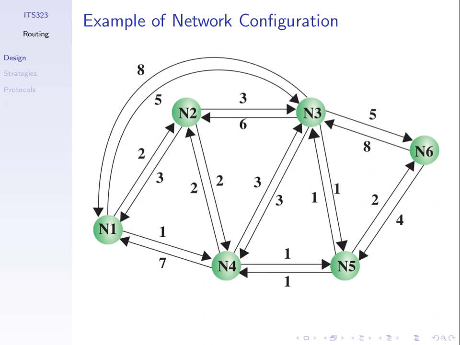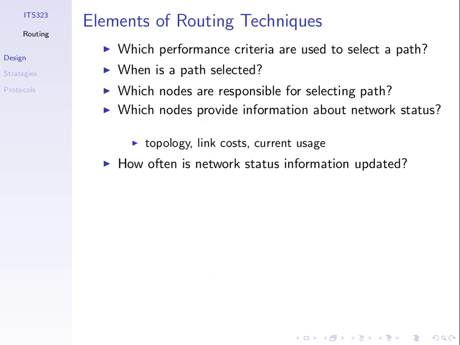Another approach could be a centralized approach where there's one special computer, maybe not shown here, some central server that calculates least cost paths and is used whenever we want to send data. Maybe that's suitable in small networks. What was the other one?